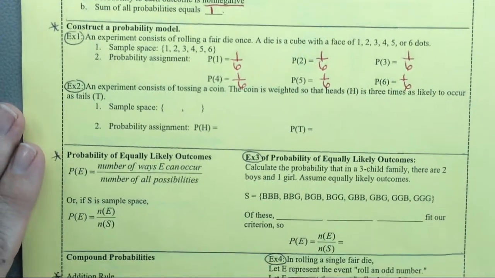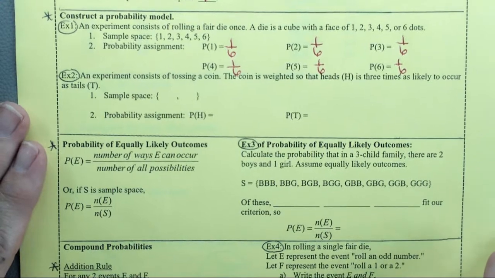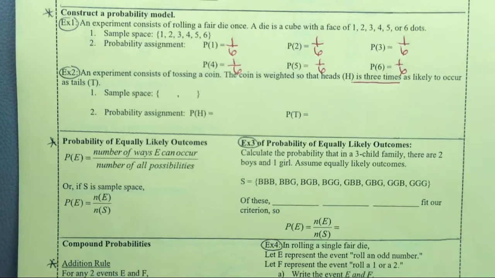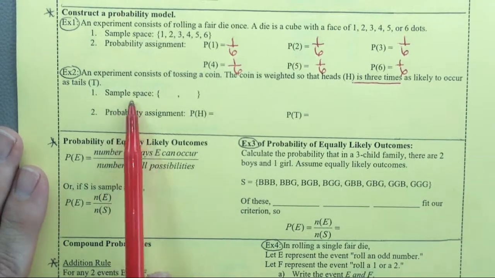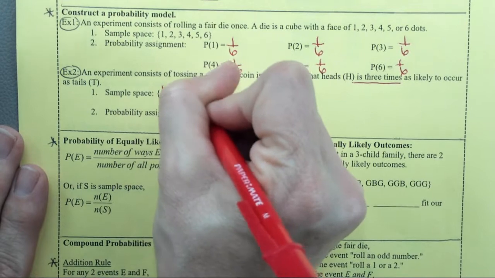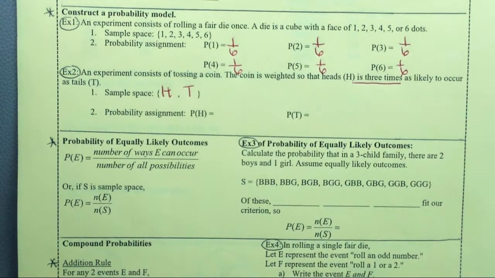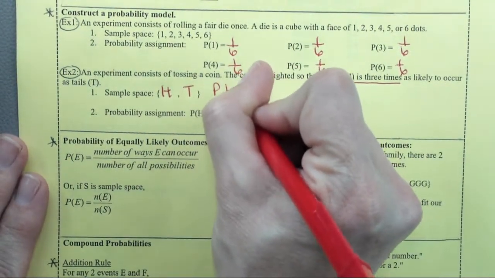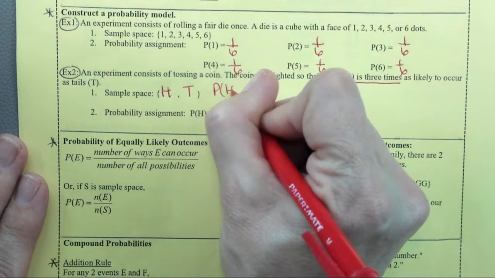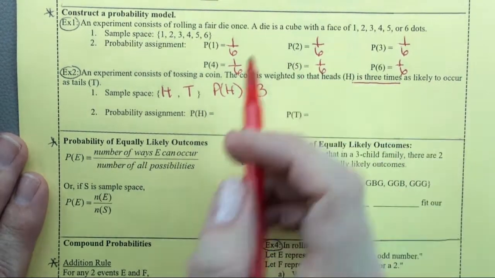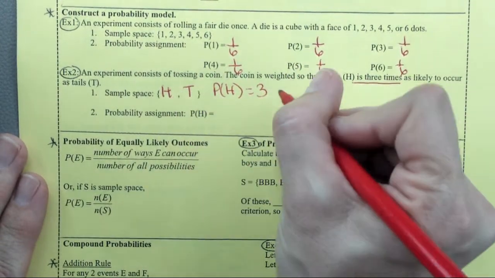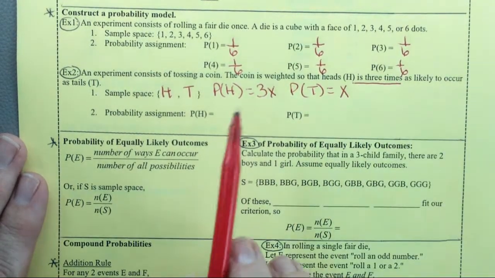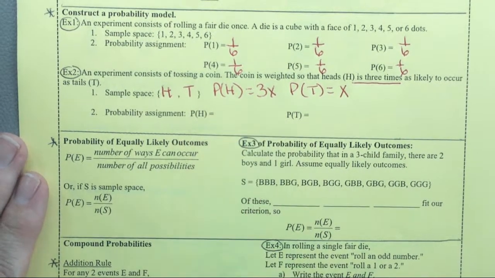Number 2, an experiment consists of tossing a coin. The coin is weighted so that heads is 3 times as likely to occur as tails. Well, the first thing we're going to do is assign the sample space, so I can have heads and I can have tails. And this is a little different because it's weighted. So what we're going to do is I know that the probability of getting a head is going to be 3 times as likely as the probability of getting a tail. Well, I don't know what the probability of tail is, so we're going to say the probability of getting tail is equal to x. So the probability of getting a head is 3 times that.